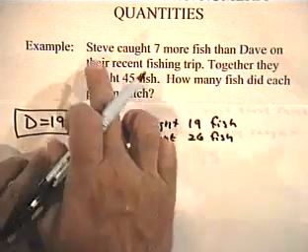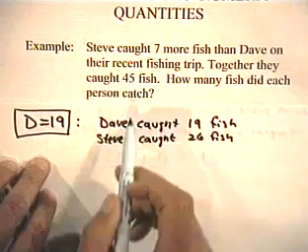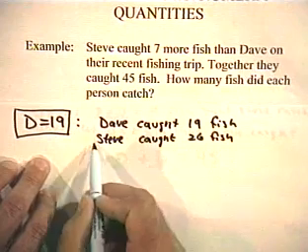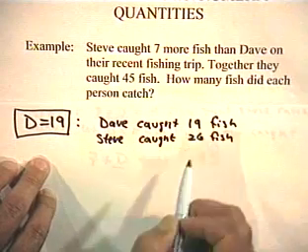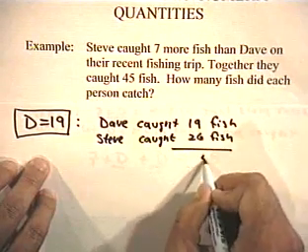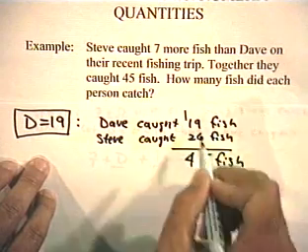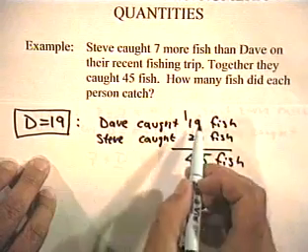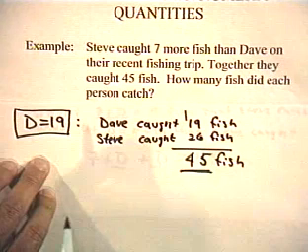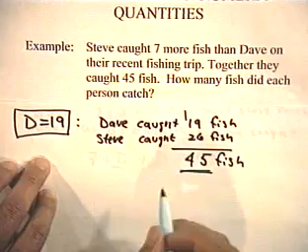But let's just get the original problem out in front of us. 26. Yes, in fact, Steve caught 7 more than Dave. And together, did they catch 45? 19 plus 26, yes. So everything checks out with the original. Usually, you'll get to be a professional at these.